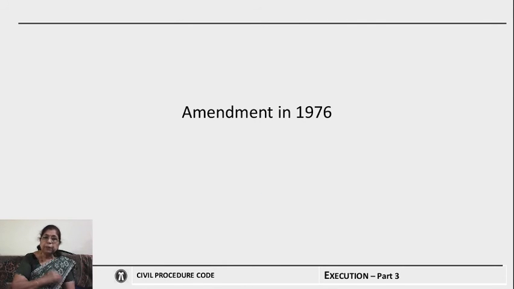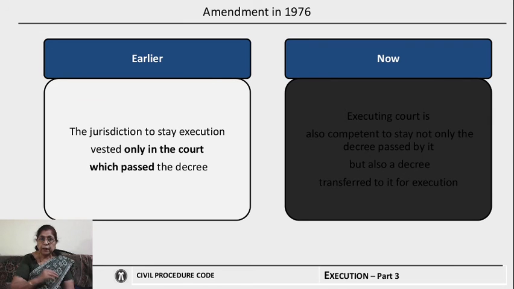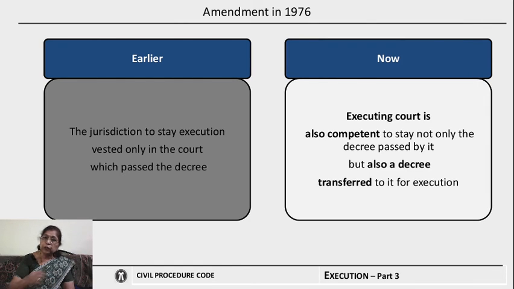Now, there is an amendment in 1976 which has brought several changes to these provisions. First of all, earlier the jurisdiction to stay execution was only in the court which passed the decree, but now after the amendment, the executing court also is competent to stay not only the decree passed by it, but also a decree which is transferred to it for execution. So, the transferee court also can stay the execution proceedings, and also the court which has passed the decree can stay the execution proceedings.